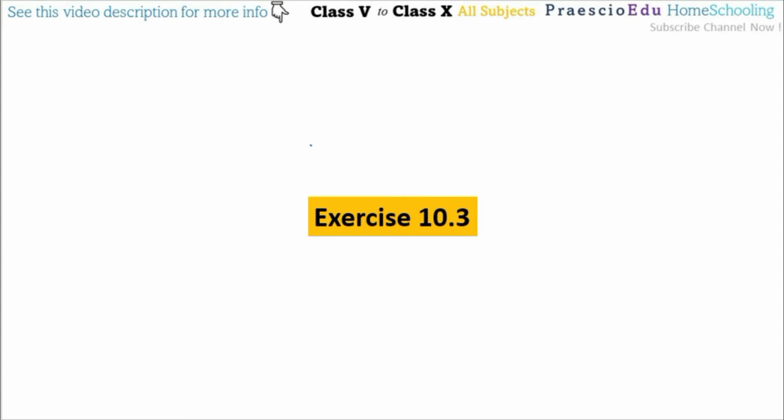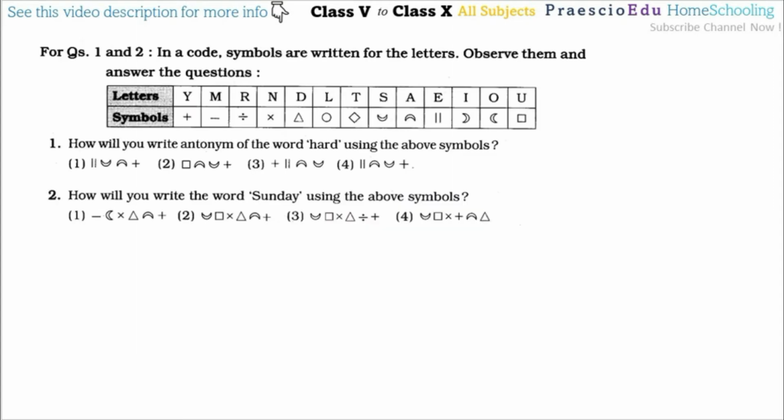Then we are going to see exercise 10.3. For questions 1 and 2, in a code, symbols are written for letters. Observe them and answer the questions. In a table, the letters and the respective symbols are given. Question number 1: how will you write the antonym of the word HARD using the above symbols?